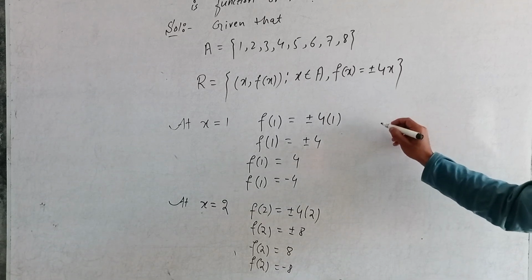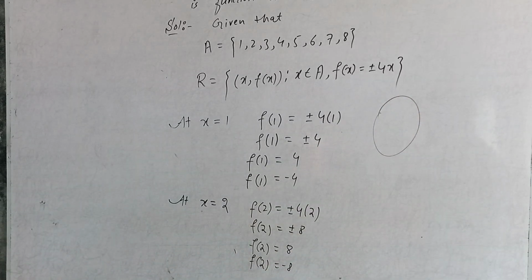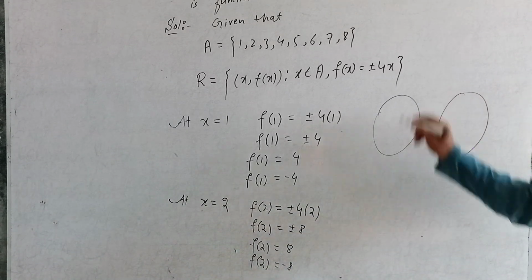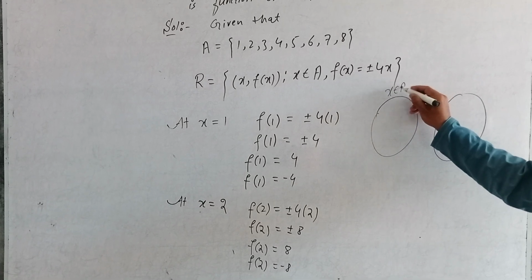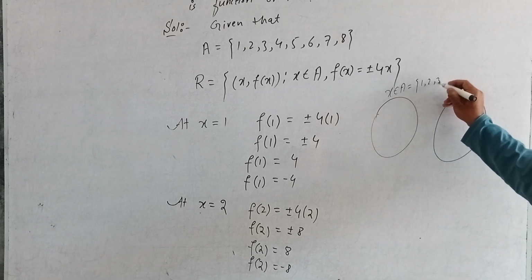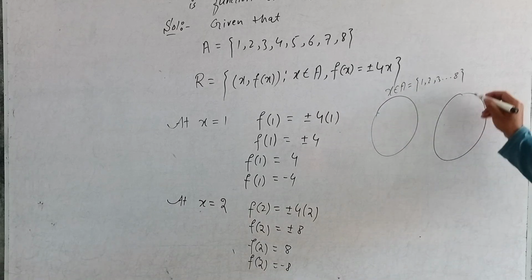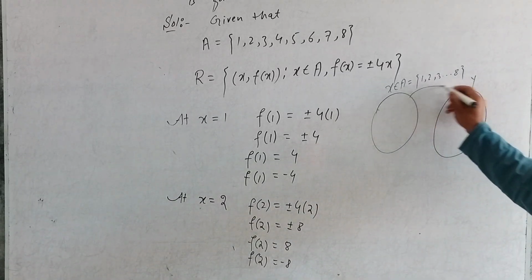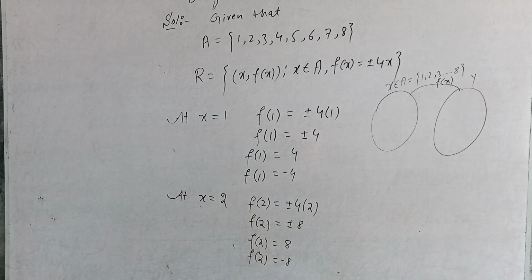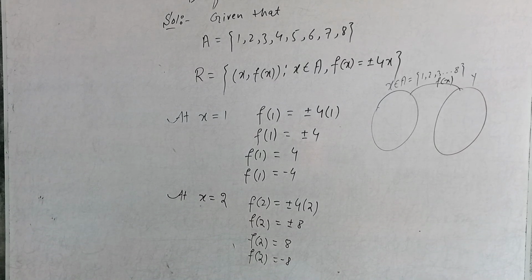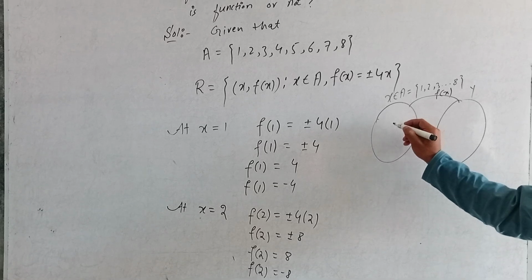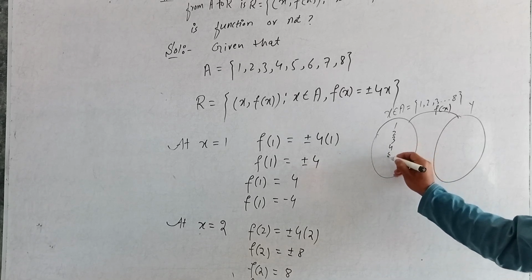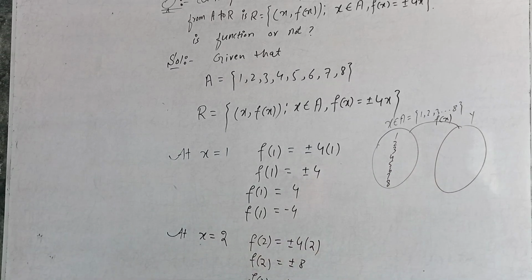Now we show that this is the domain of the function, this is the range of the function. x belongs to A equal to 1, 2, 3 up to 8, and this is the range of the function. This will represent f(x). So here the domain of the function A equal to 1, 2, 3, 4, 5, 6, 7, 8.